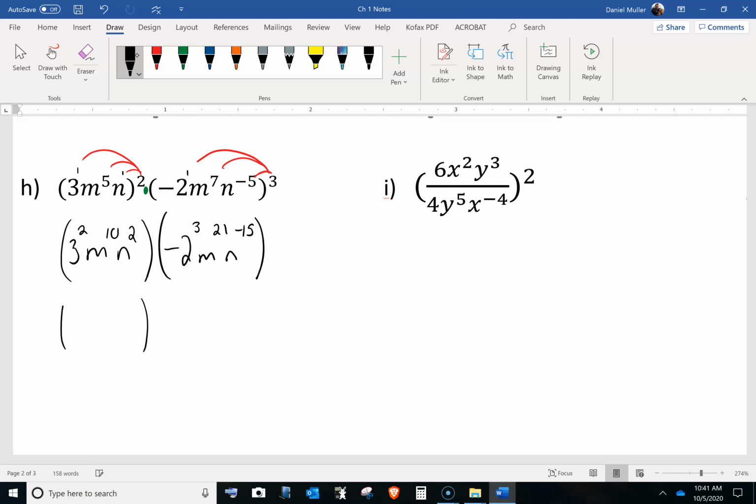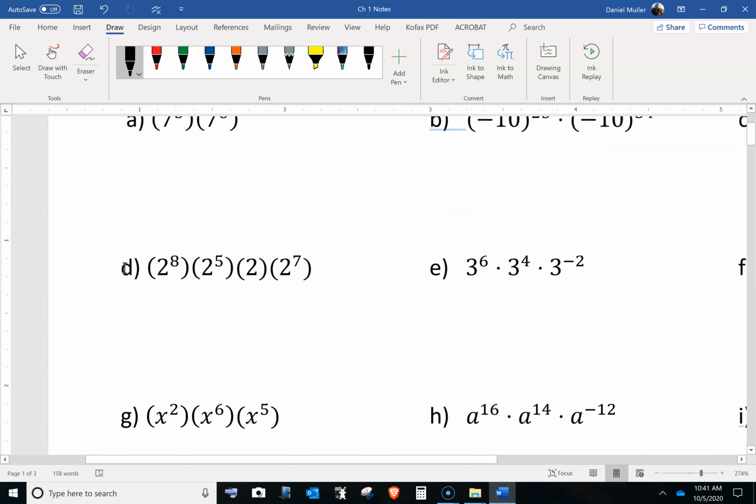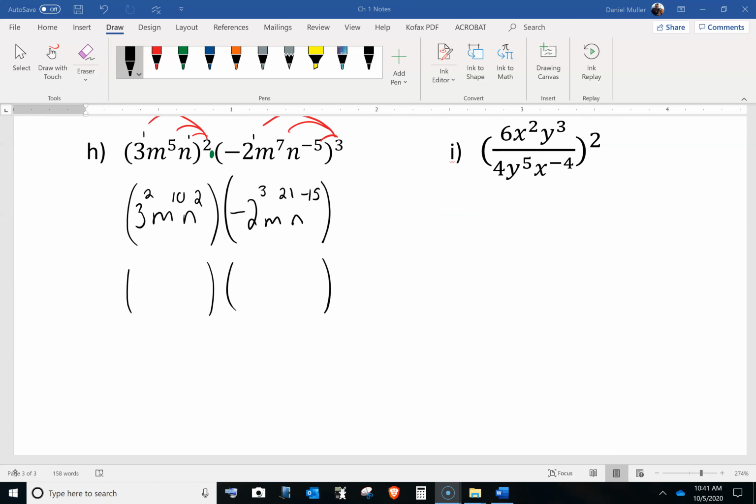And then before I actually do any multiplying, I do have these that I can't do anything with. I can't join them together in any way because they're not the same base. The m's I can do something with, and the n's I can also do something with because they're the same base. But the 3 and the 2 I can't. So first I'm going to go 3 squared is 9. And I still have an m to the 10 and an n squared times, I've got this negative symbol still, and I've got 2 cubed. So 2 to the power of 3, which is 8, m to the 21, n to the negative 15.